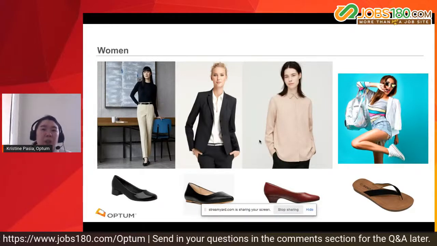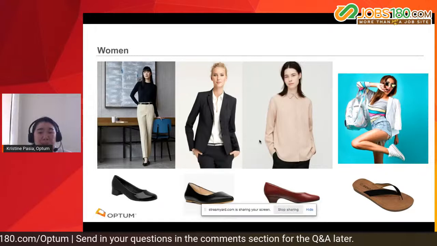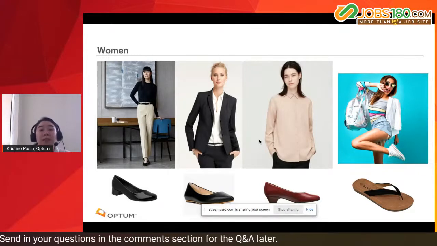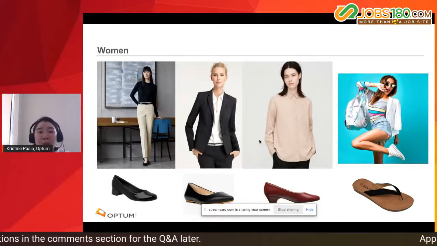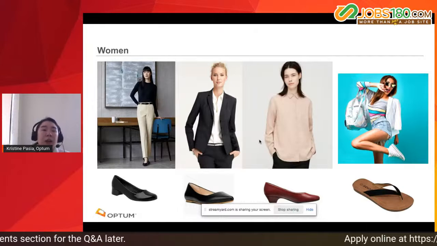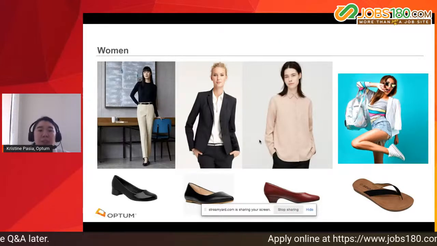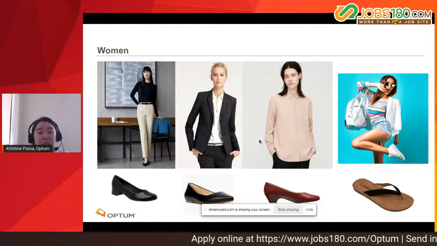Again, it's very important to still look very professional. Also the shoes, right? Shoes matter. So make sure that you're not wearing slippers or thongs, or gladiator sandals. You want to impress your interviewers.